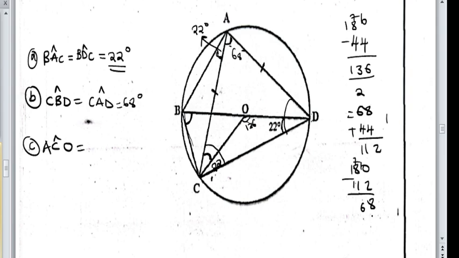Then this 68 we divide by 2 because the angle here and there will be the same. 68 divided by 2 is 34. Even here we get 34. So the angle ACO is 34 degrees. So that is how you can go about this question.